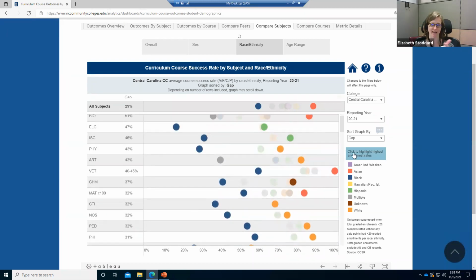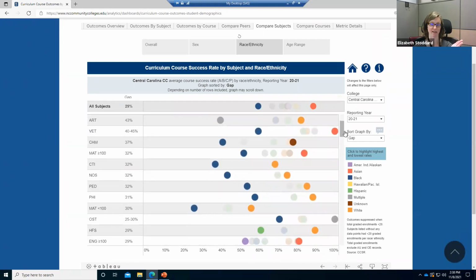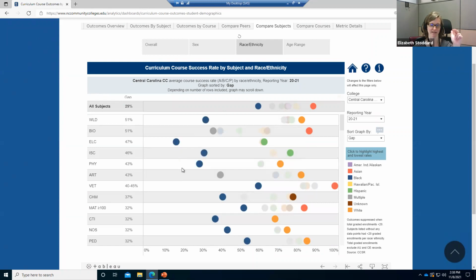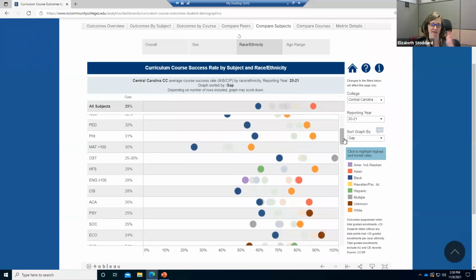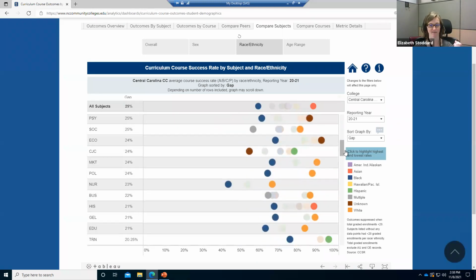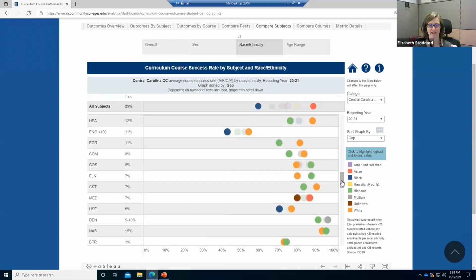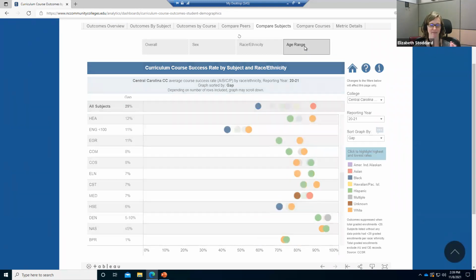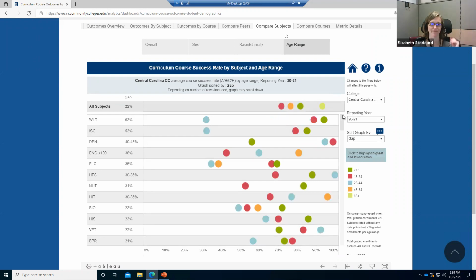Clicking on this button here to highlight the highest and lowest, it also calls out if you see any trends. Like I'm seeing for the lowest, I'm seeing this dark blue circle often, which corresponds with Black students. So you can see which groups you're seeing more on the lowest success rate versus the highest success rate. So that calls that out for you. And then the last page here does the same disaggregation, but by age range, and again, you can sort by the gap, and you can see that as well.